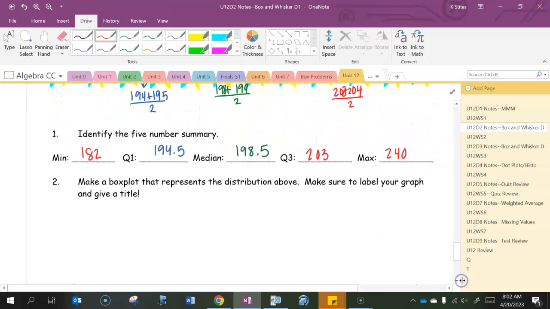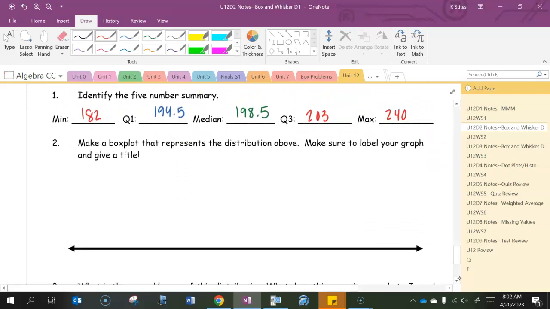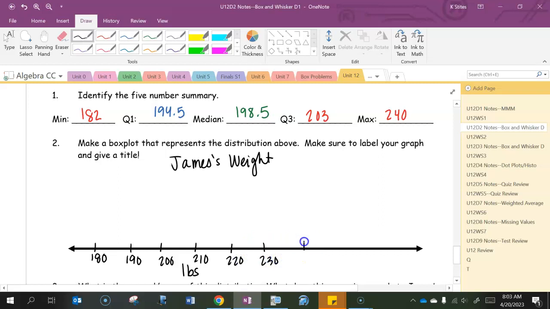Now, because this has context to it, we do want to have a title. So we're going to call this James's weight. And we're going to label down here, this is going to be our pounds. We're going from 182 to 240. So I'm just going to start at 180 and then I'm going to jump by tens. And then I'm just going to put a little tick mark in the middle to represent fives.